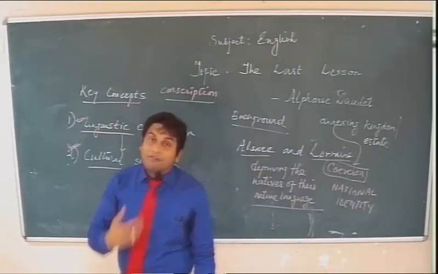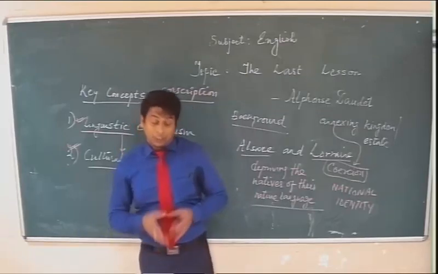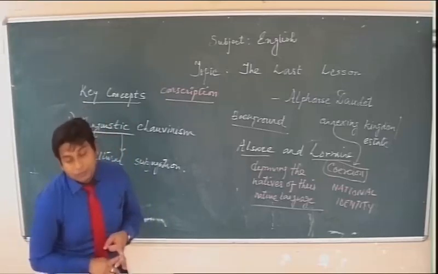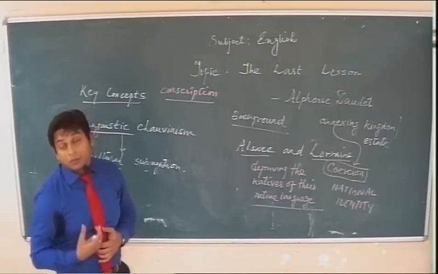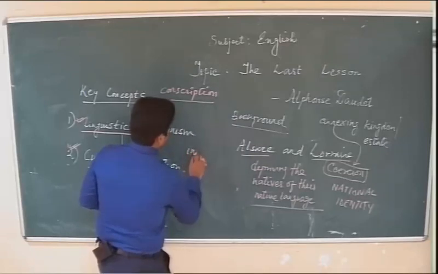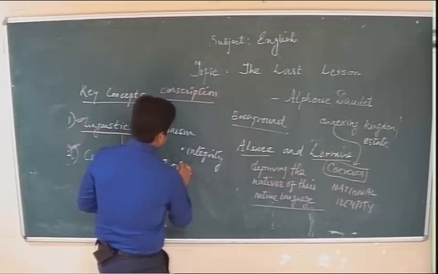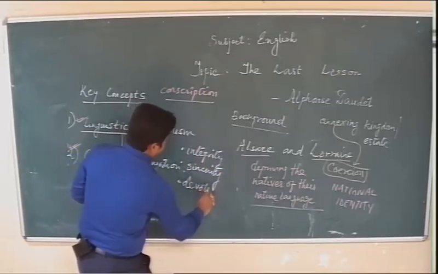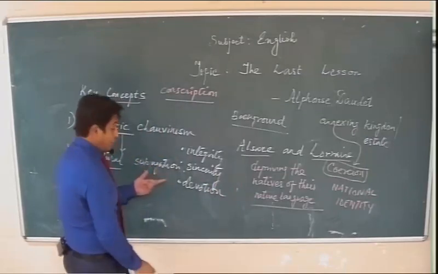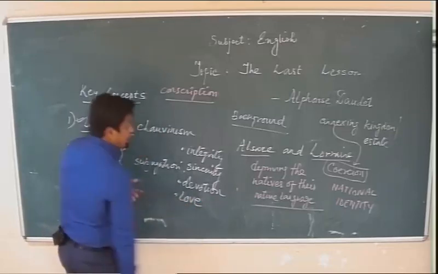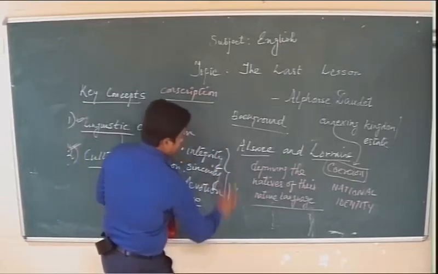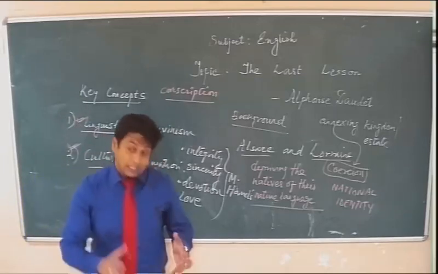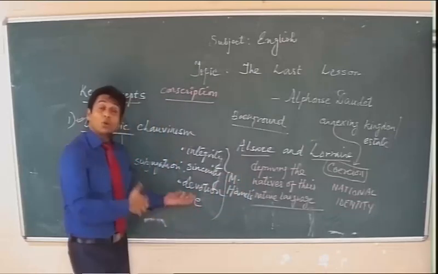In the last part of the sentence, we find M. Hamel had been offering this dedicated service for 40 long years. This talks about the integrity of the teacher, the dedication, the sincerity, and most importantly, the deep love for the language that he had harbored. So once again, the integrity of the teacher, his sincerity, devotion towards his work, and finally, the love for language. So these are basically M. Hamel's traits, or if you are to write a bit of overview of M. Hamel's character, these are the points which you must mention.